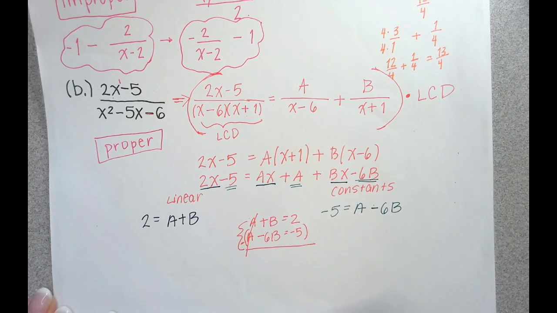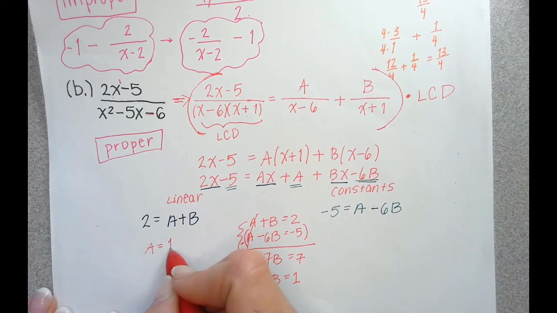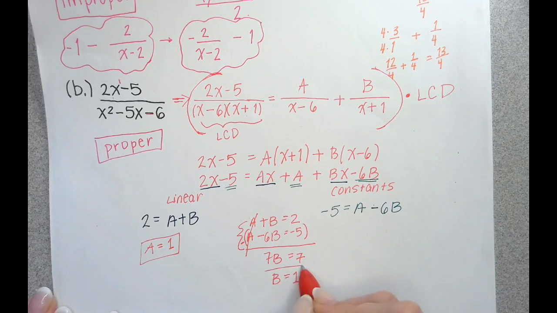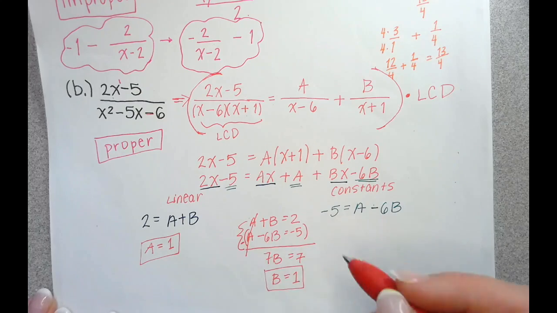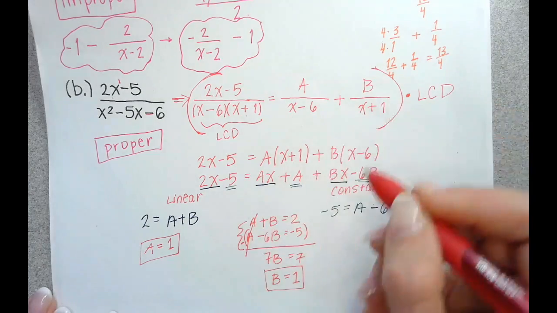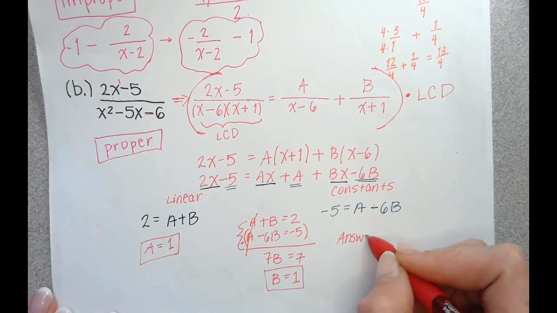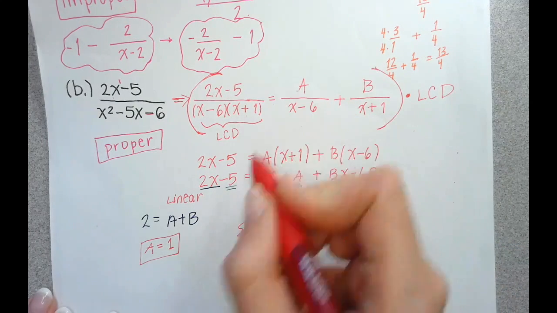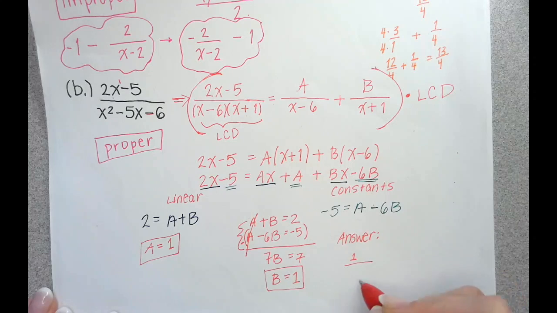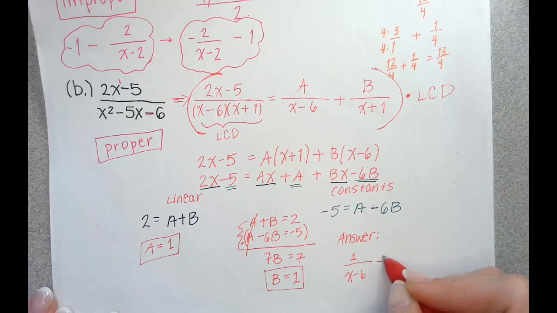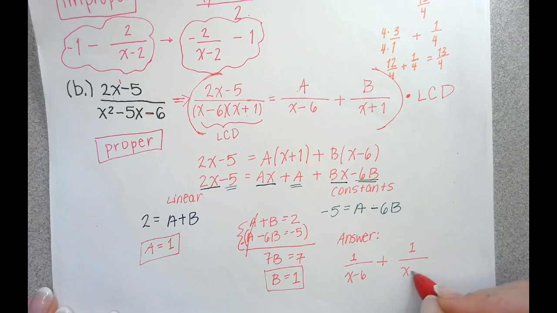A minus a, we eliminate. Minus negative, that becomes plus. b plus 6b is 7b. And 2 minus negative 5 is 2 plus 5 is 7. So b is equal to 1. And if b is equal to 1, well, a is also equal to 1. We'll get that from this equation when you substitute in. So I didn't show that, so I apologize, but hopefully you got that. Now over here, to write your final answer, you want to write the decomposition. So your answer for your decomposition is a, which was 1 over x minus 6, plus b, which is 1 over x plus 1.